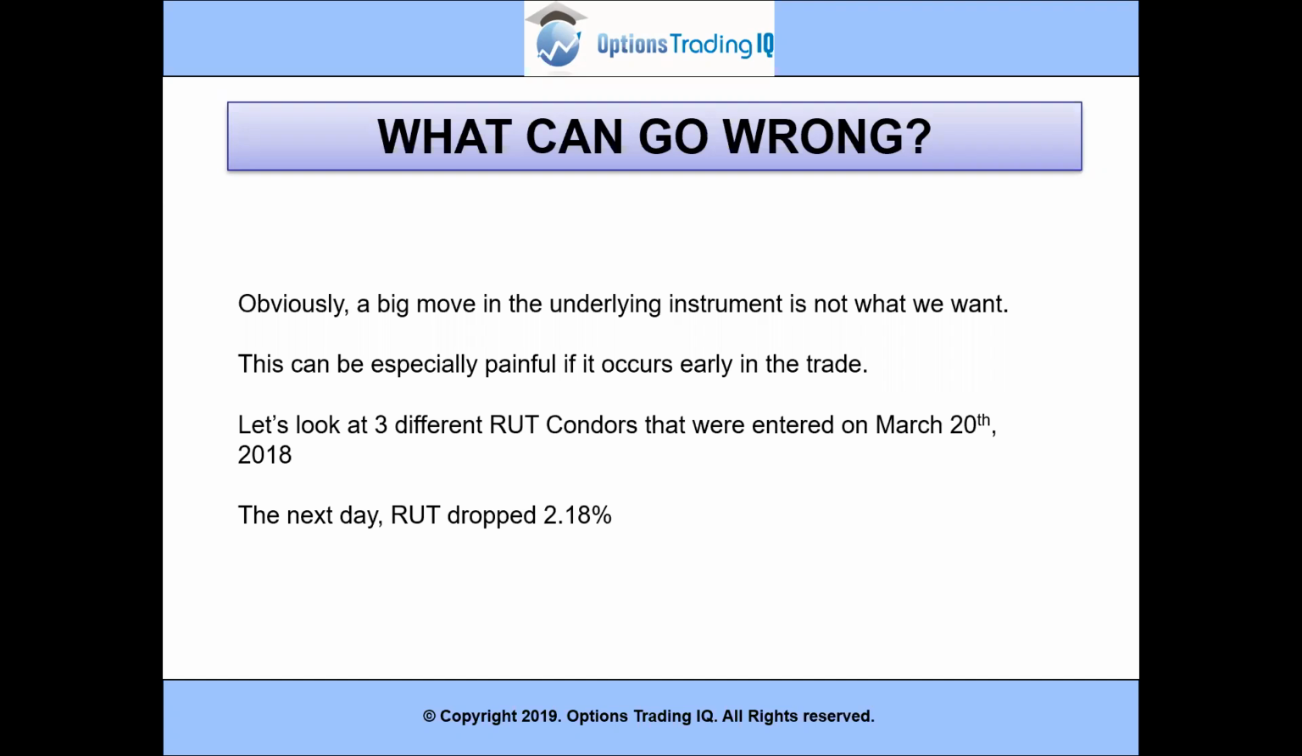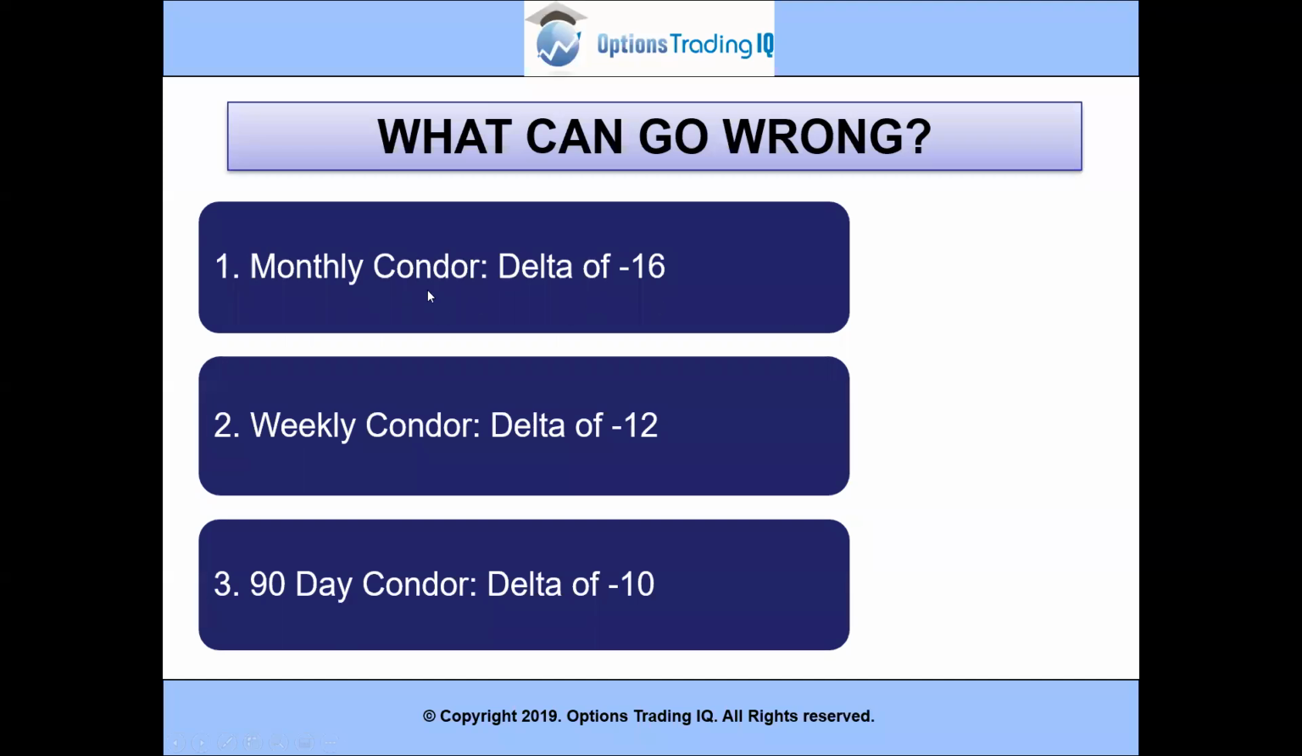And another way, as Frank said earlier, is to scale in. So rather than going in with 100% position size on day one, you start with 25%, you wait a couple of days, you do another 25%, and so on, right? But it does happen. So let's look at 3 different condors that were entered on March 20th, 2018. And the very next day, Russell dropped 2.18% and the volatility spiked as well, as you can imagine. So we're going to look at a monthly condor with delta of -16, a weekly condor with delta of -12, and a 90-day condor with delta of -10.